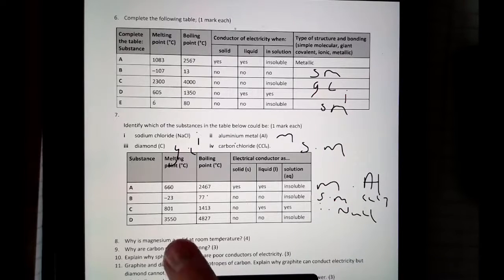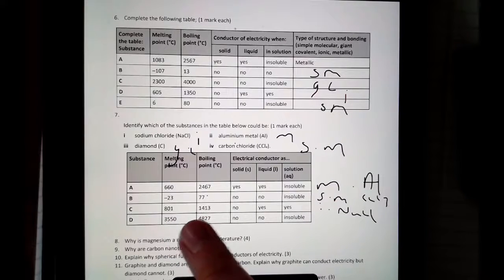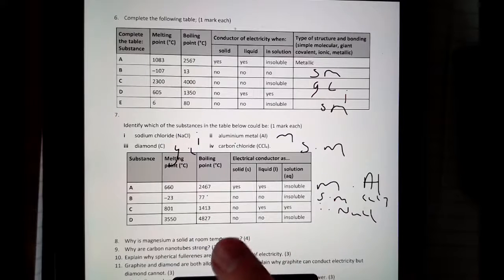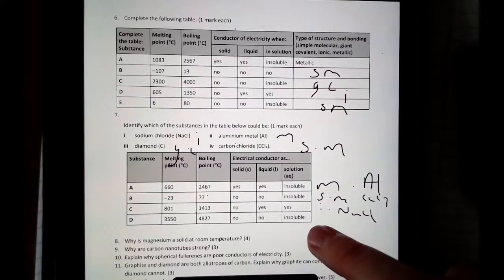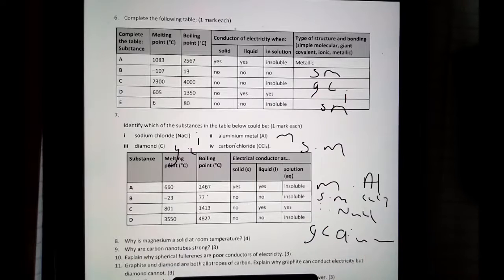And then I've got D, really high melting and boiling point. So you can see, even compared to your metals and your ionic compounds, that the melting point of the last one is so much higher, and they never conduct electricity. And that is going to be true of diamond, your giant covalent compound, which has a really high melting point and boiling point and never conducts electricity, as it does not have free moving charged particles.